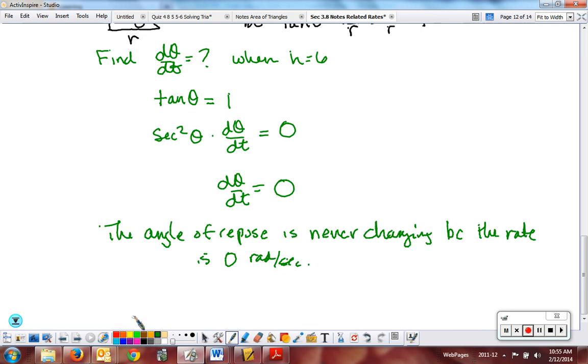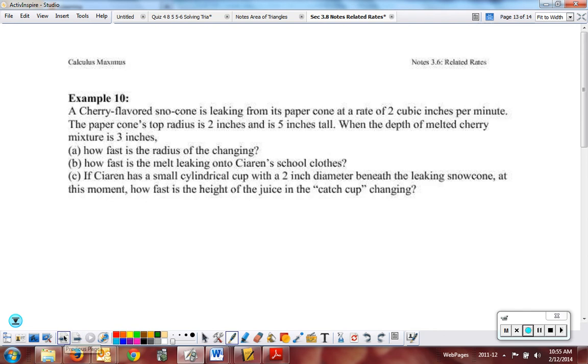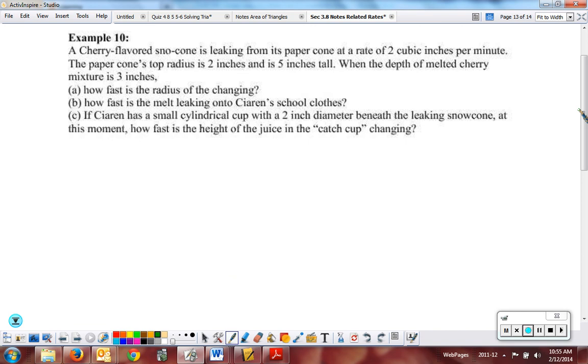All right. Next one. Oop. Skip one. Example 10. Cherry flavored snow cone. Oh, I hate it when they do that.